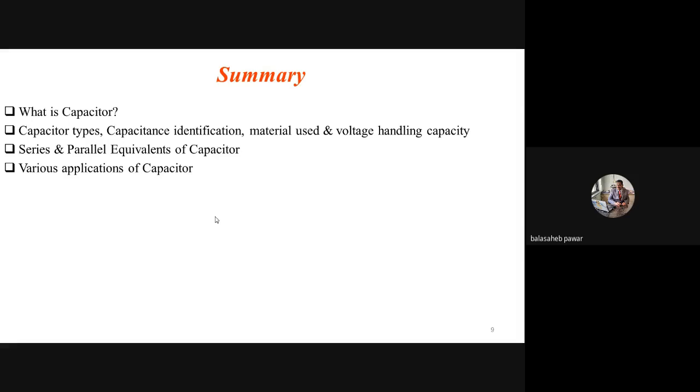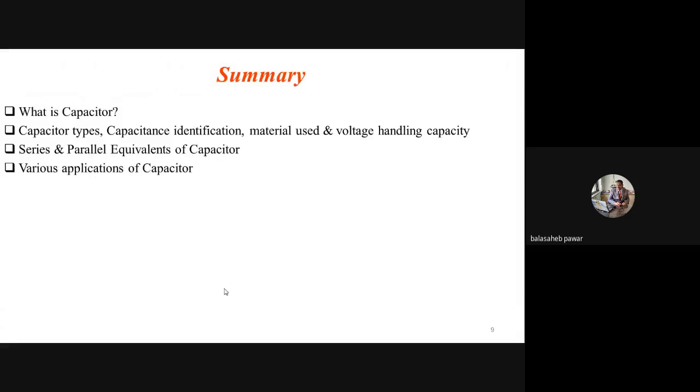So in summary, you might have understood about the capacitor, what exactly a capacitor is, then its various types, then how the capacitance of that capacitor is to be determined by various methods, if numbers are given or if a color band is given. In case of the polyester capacitor, we already discussed how to determine their capacitances, then the various materials used like ceramic and all that, then voltage handling capacity also.